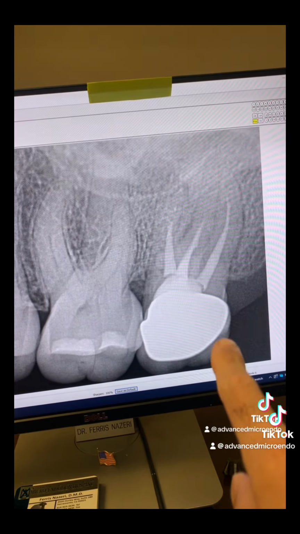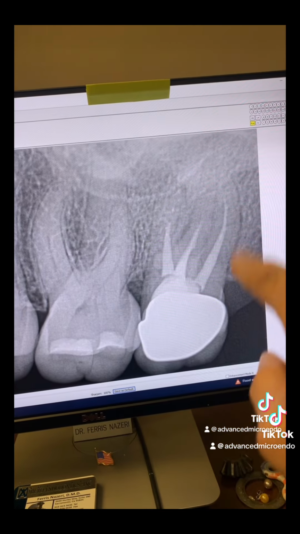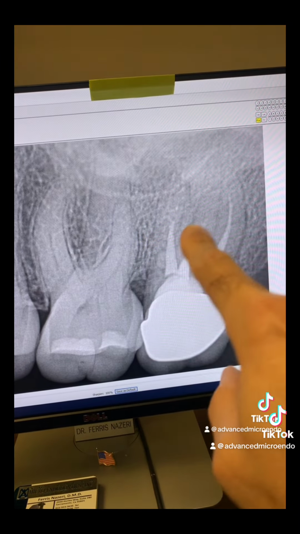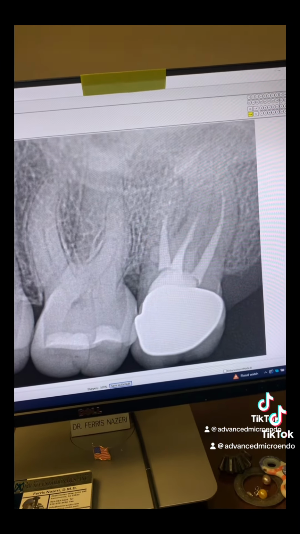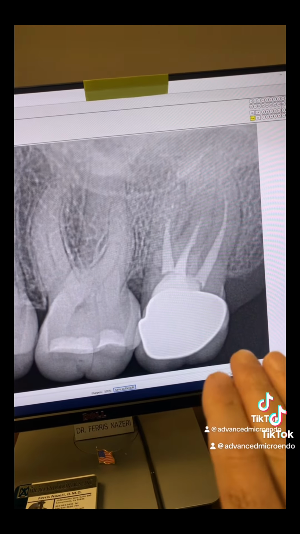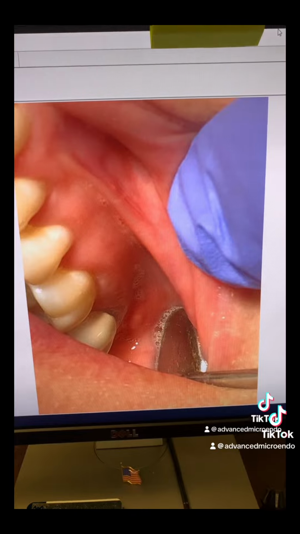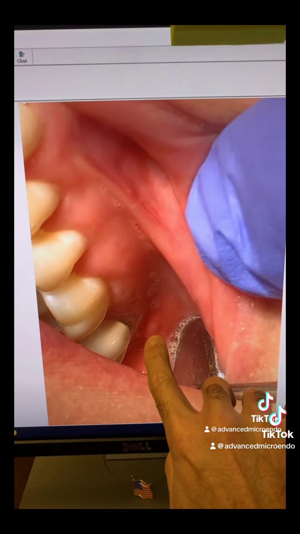So take a look here. Crown, of course, build up, previous root canal. Look how short these fills are. But take a look here. There is no periapical radiolucency. No periapical radiolucency. Tooth was tender to percussion and palpation. There was a sinus tract. Let me show you. So right here.